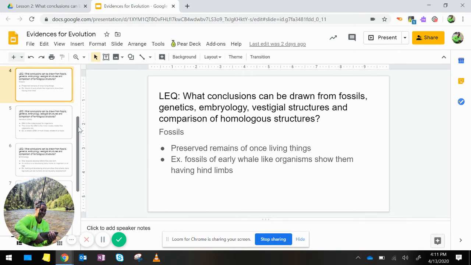Most of you are probably pretty familiar with a fossil. These are the preserved remains of once living things. So in a video that you're going to be watching a little bit later on, it talks about fossils of early whales, and fossils of these early whale-like organisms show them having hind limbs. So fossils can actually show what organisms look like. It gives an idea of past organisms and what their appearances might be.